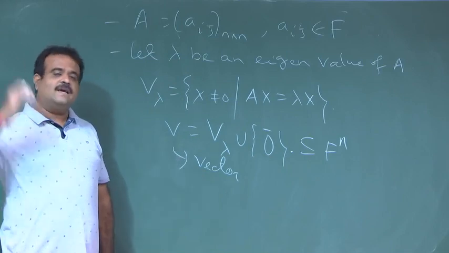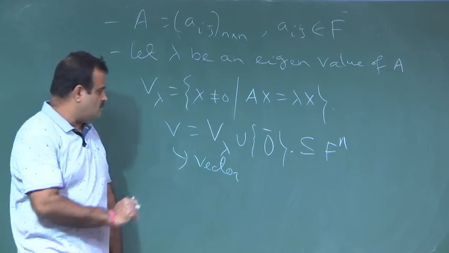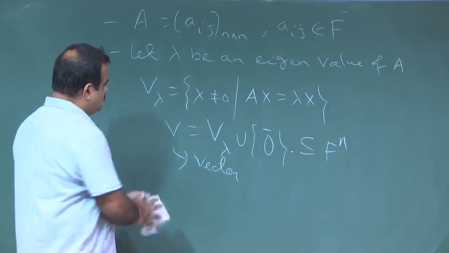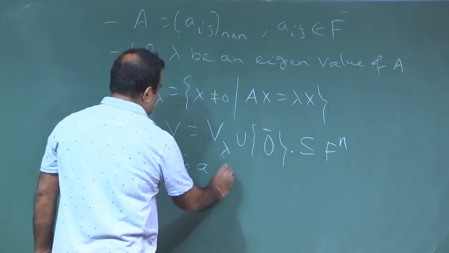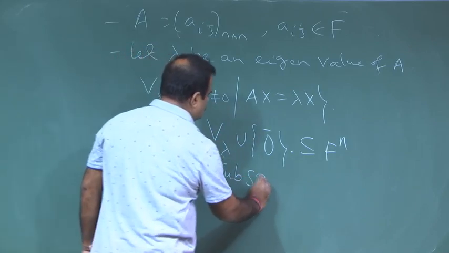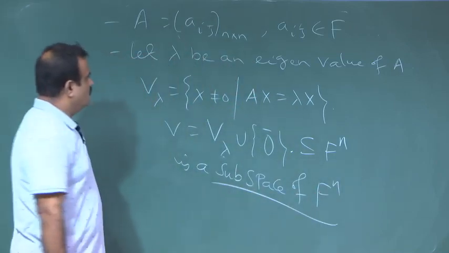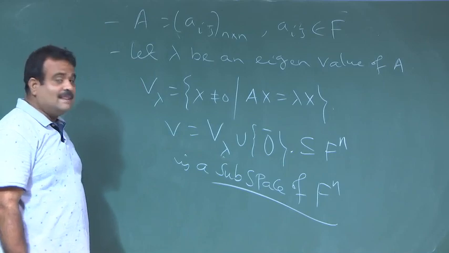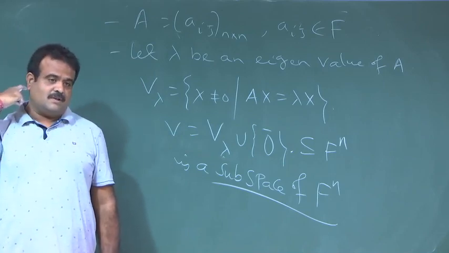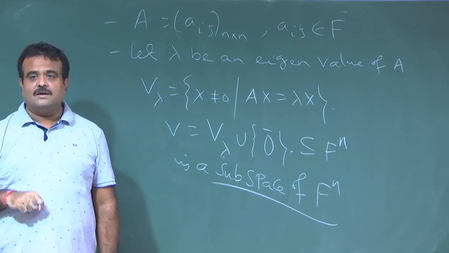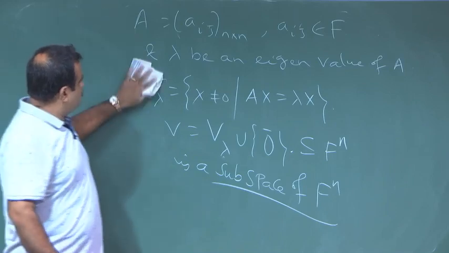When can we say a subset is again a vector space? We have a necessary and sufficient condition, we will come to that. So, we have to show this set along with the 0 vector is a subspace of F to the power n. And the dimension of that subspace is nothing but the geometric multiplicity of this lambda. So, first of all you have to show this is a subspace.